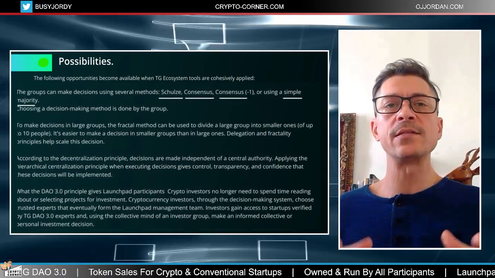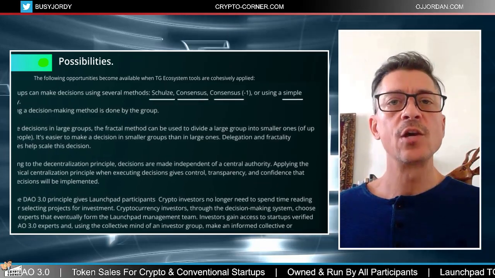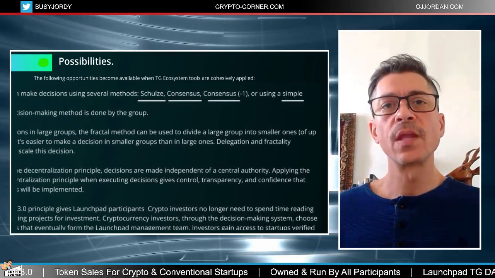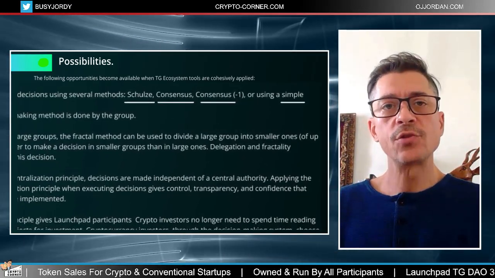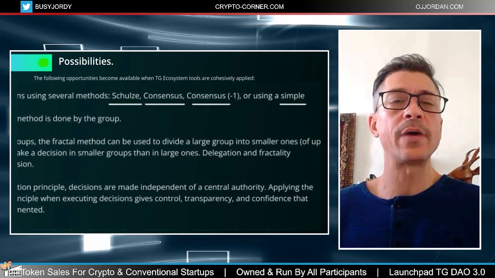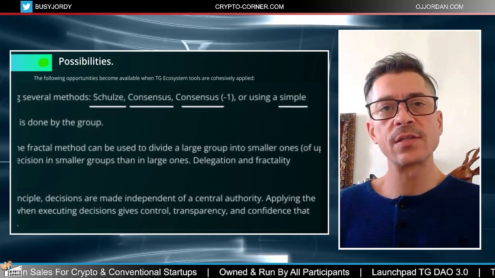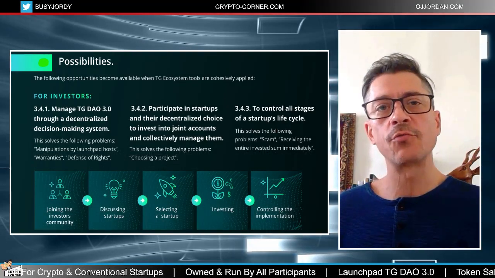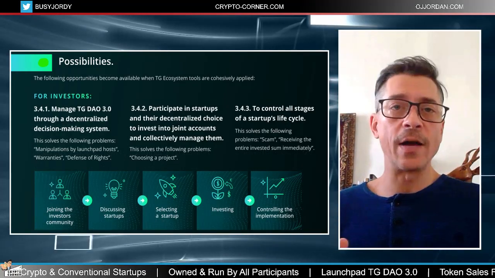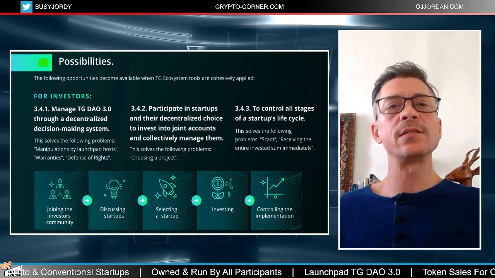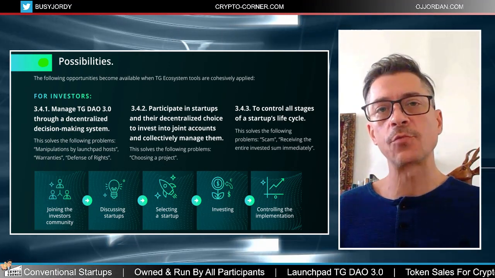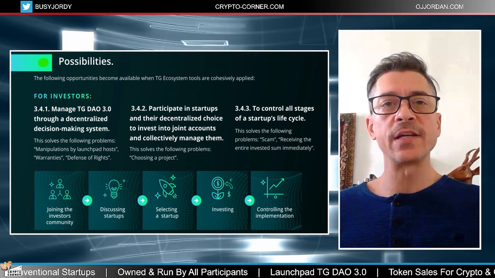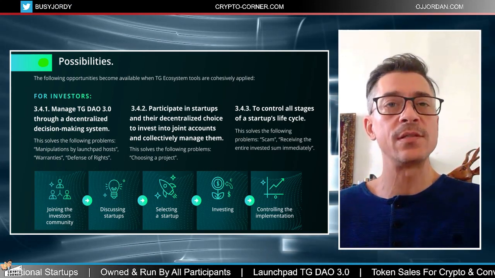The groups can make decisions using several methods: Schulze, consensus, or using a simple majority. Choosing a decision-making method is done by the group. To make decisions in large groups, the fractal method can be used to divide a large group into smaller ones of up to 10 people. It's easier to make a decision in smaller groups than in large ones. Delegation and fractality principles help scale this decision.